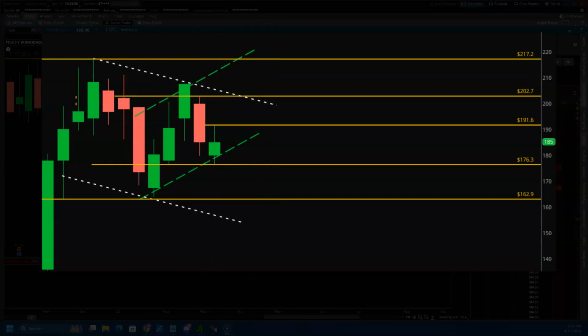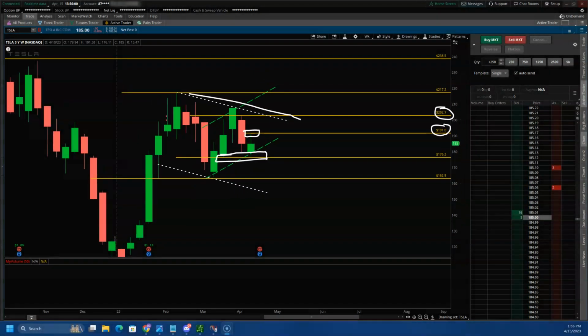To lean bullish on this name, I really think we need to get above 191.6, and I'll show you that in a minute when we drill down to a lower time frame. But we did see a bounce, some hold here, 176.3 on a weekly level, but it does not feel too promising unless or until we can take out 191.6, and then of course 202.7, because that's where the downtrend line is, and we can target the upside towards 217, right?